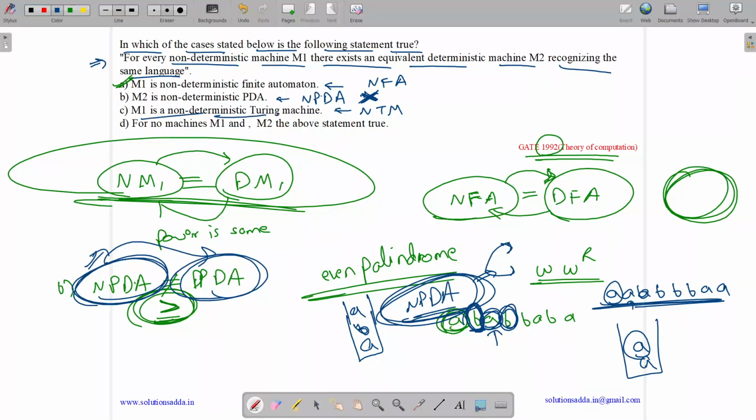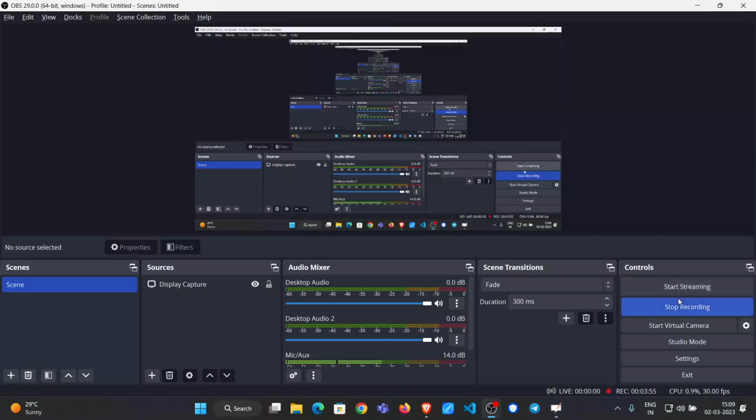M1 is a non-deterministic Turing machine. See, for a non-deterministic Turing machine, its power is equivalent to a deterministic Turing machine. So option C is also true. For no machines M1 and M2, the above statement is true. This is false, as it is true for NFA as well as the Turing machines. So the answer is options A and C are true.